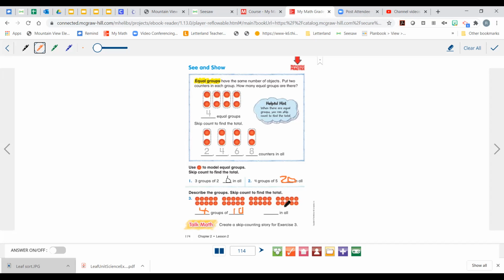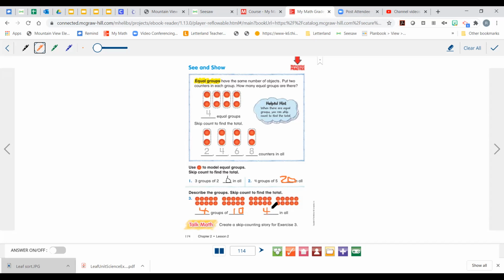And then to find how many in all, we're going to skip count by our 10s. So count by 10s with me. 10, 20, 30, 40. There's 40 in all. Look how quickly we counted that.